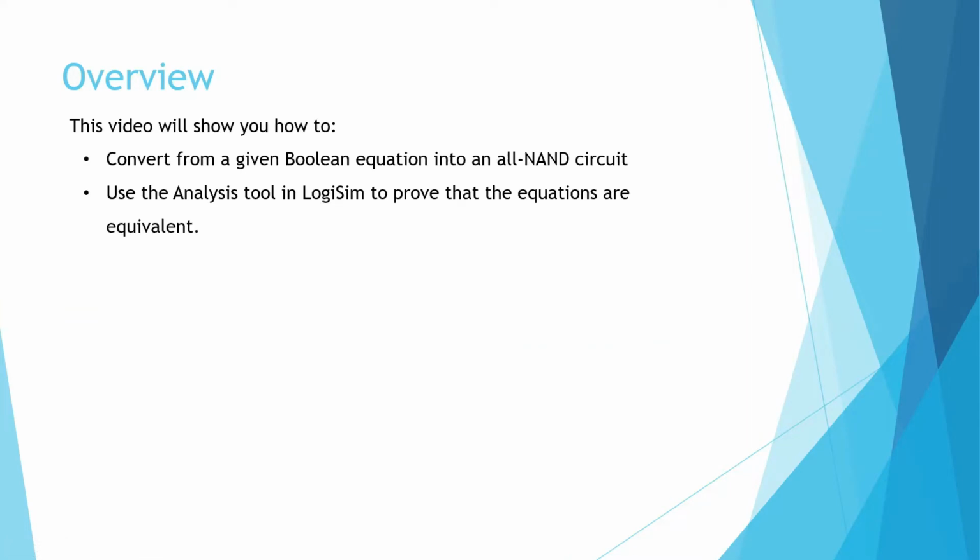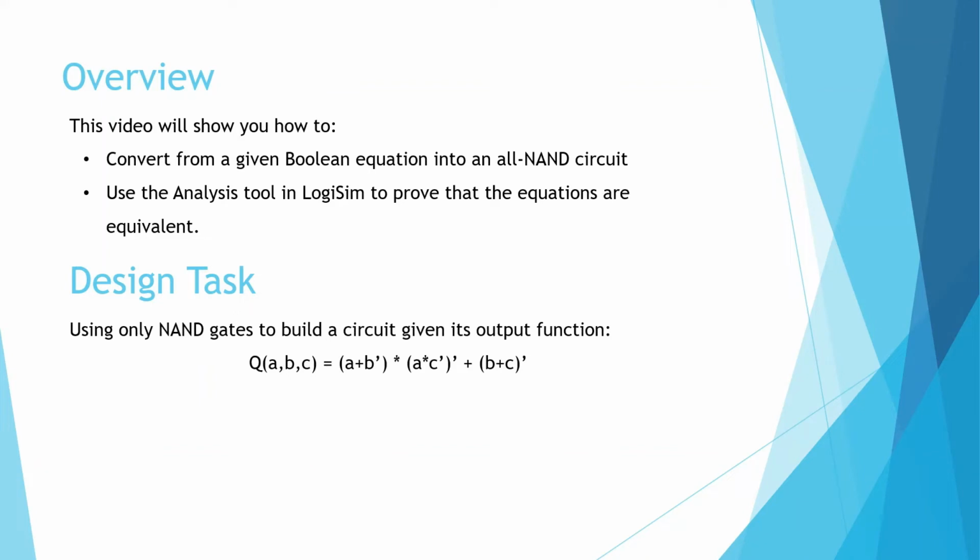In this video I'm going to show you how to convert from a given Boolean equation into a NAND circuit, and how to use the analysis tool and LogiSim evaluation to prove that the equations are equivalent, or the same. The design task is to use only NAND gates to build a circuit given its output function, like the one shown below. We're going to come back to this function in the later part of this video.